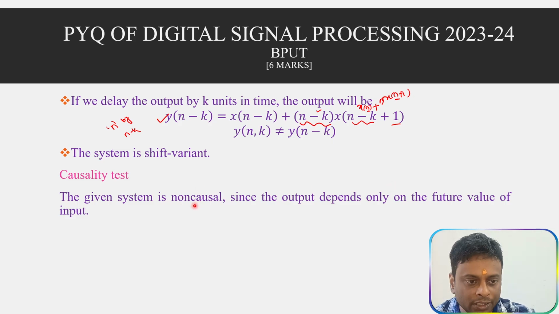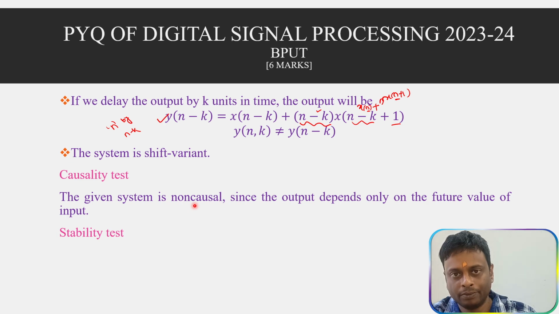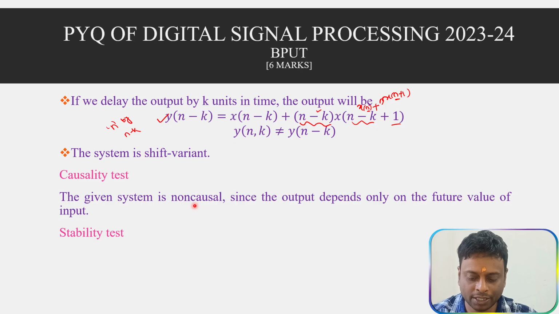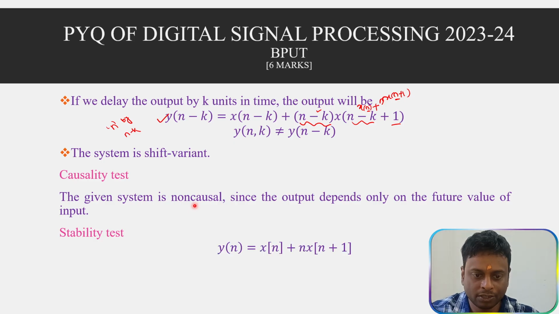The last thing is the stability test. Stability means for every bounded input, if the output produced is bounded, then it is called a stable system. So let us see that. This is our equation. We are applying a bounded input, u of n is the bounded input. So let us apply that.